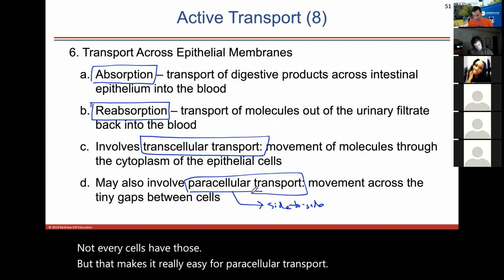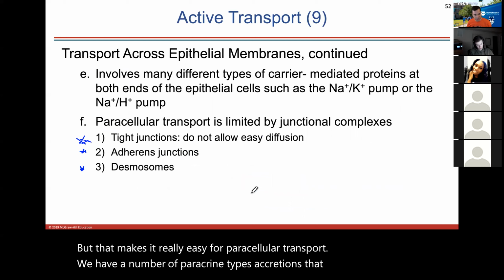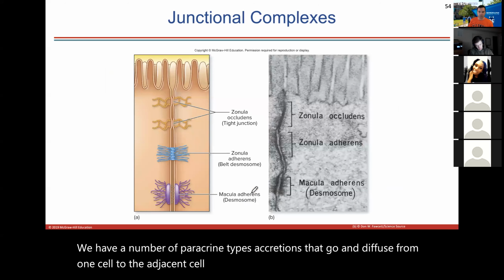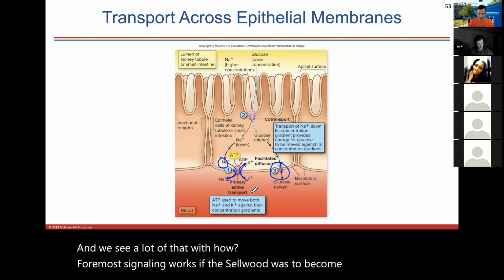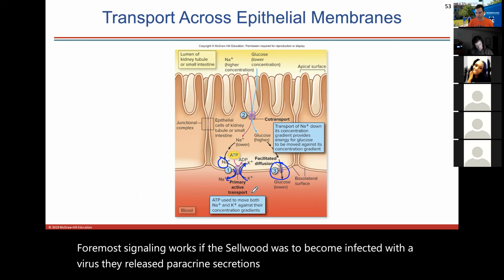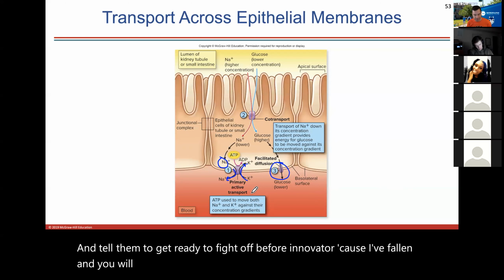We have a number of paracrine type secretions that diffuse from one cell to the adjacent cell here. And we see a lot of that with how hormone signaling works. Okay? If a cell becomes infected with a virus, it releases paracrine secretions that diffuse into the adjacent cells next to it and tell them to get ready to fight off a foreign invader, because I've fallen and you will soon fall if you don't make cytokines.